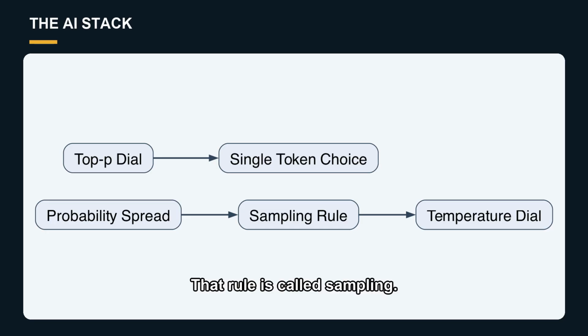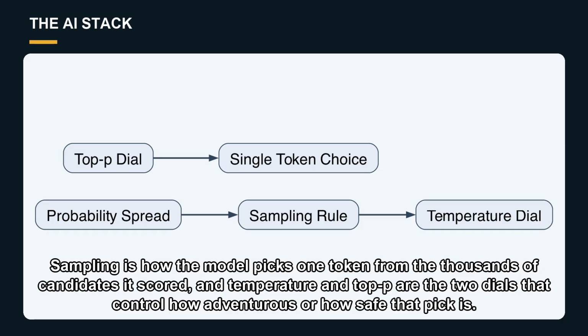That rule is called sampling. So here's the whole idea in one sentence. Sampling is how the model picks one token from the thousands of candidates it scored, and temperature and top P are the two dials that control how adventurous or how safe that pick is.